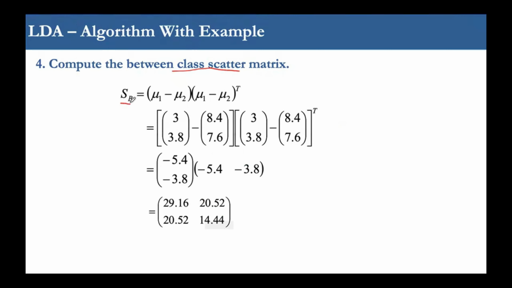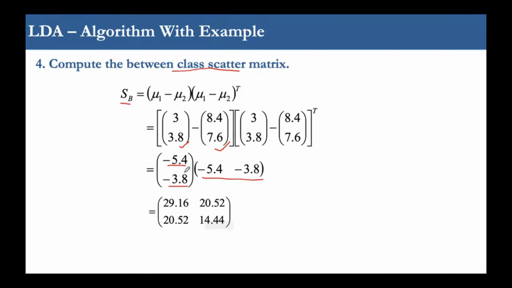Yes, the between-class scatter matrix SB is equal to (mu1 minus mu2) into (mu1 minus mu2) transpose. So this is mu1, this is mu2, 8.4, 7.6. We need to take the transpose of the same. So we get 3 minus 8.4, which is minus 5.4, then 3.8 minus 7.6, we get minus 3.8. We need to take the transpose of this, so when you get the transpose of it, we will be getting it this way.